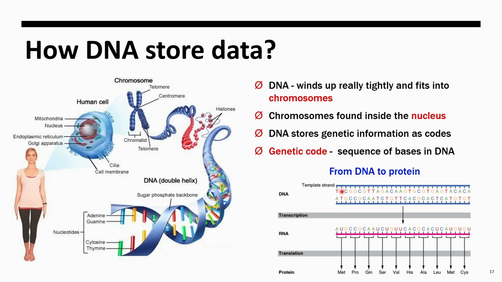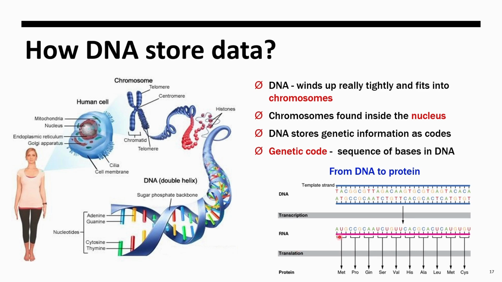So instead of T, A binds with U here, and C binds with G, G binds with C. So you can see there is a pattern that goes on. So this process is known as transcription, that is converting the DNA information into RNA. And then the RNA will be translated into protein. This process is known as translation.